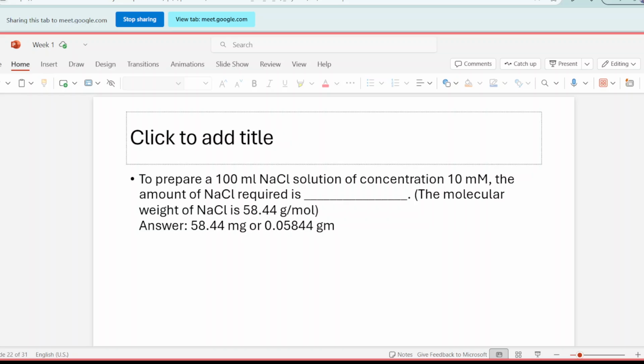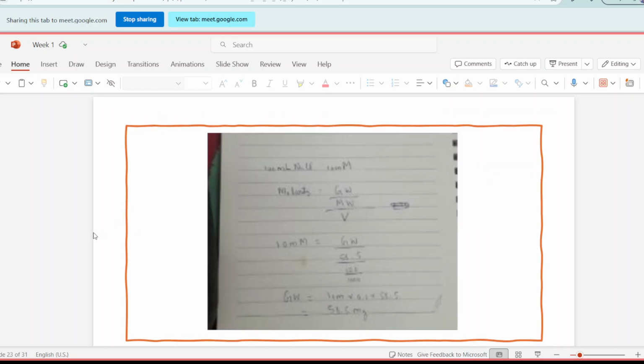Okay, molarity is the number of moles that you have in a defined volume of solution. So here they say the concentration is 10 millimolar and you have 100 ml of solution. So how much NaCl is needed is the question. How you calculate this is molarity is number of moles by volume, and the number of moles is the amount of substance that you have divided by its molecular weight. The amount of substance is given as GW here, given weight. So you have 10 millimolar equals given weight by molecular weight, which is 58.5, and volume should be in liters here. So 100 by 1000. So when you take this here, you get 58.5 mg.